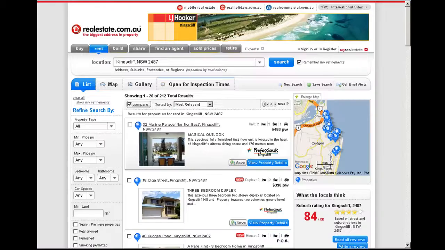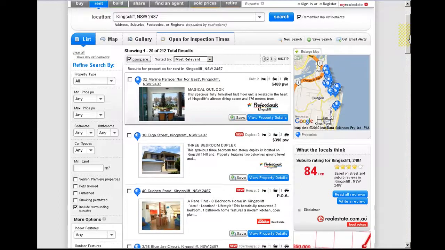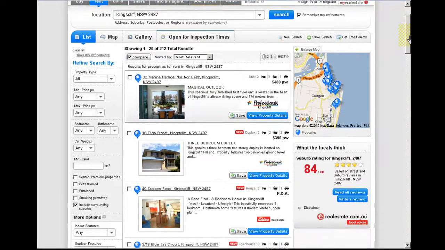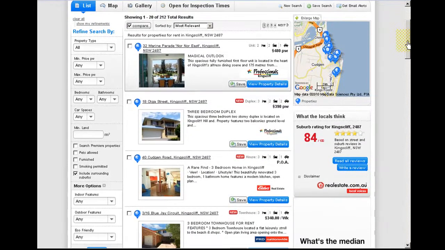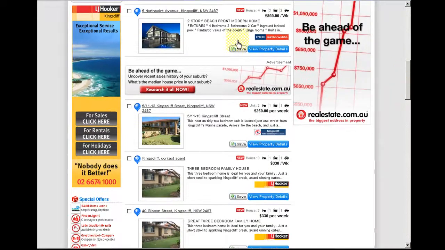And then I can go straight into properties that are for rent right now on the market. So if I've got a property I'm looking to buy, a 3-bedroom unit, I'm able to see easily straight away what's for rent in Kingscliff, how many listings there are, what the prices are that properties rent for, so I can see exactly what my potential rent is instead of just using medians and averages.